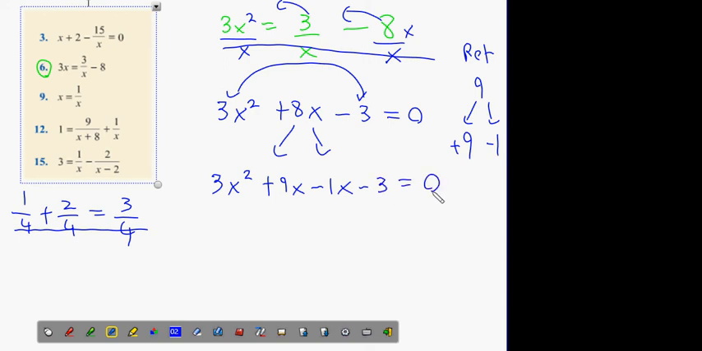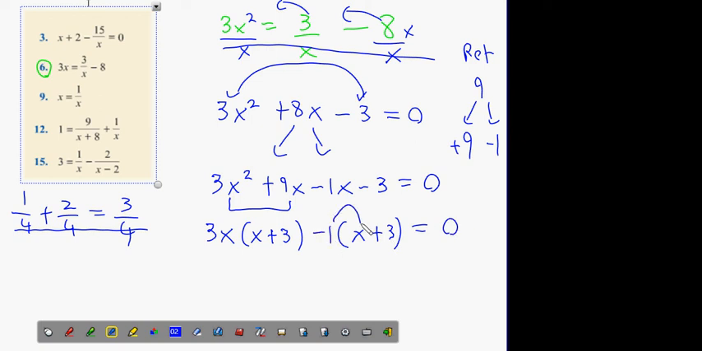Now, last one, Sam. What can you take out of the two of these? 3 and x. And what's left over? x plus 3. And what do we know about the second bracket automatically? It will be the same, x plus 3. And then what number goes in here? Minus 1, because minus 1 times x is minus 1x, and minus 1 times plus 3 is minus 3. So you know you're correct then, okay?